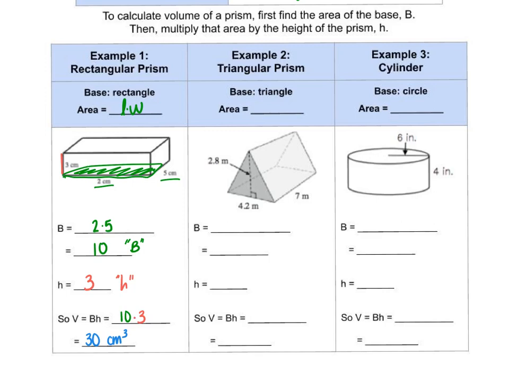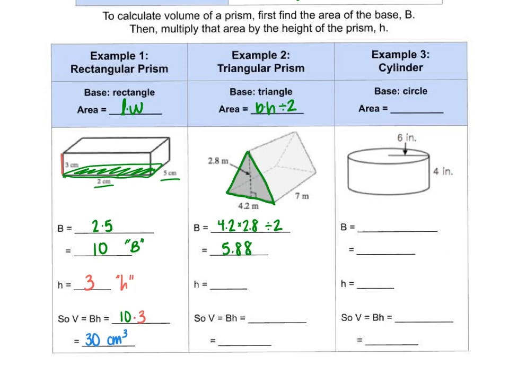The base has to be that triangle, and the area of a triangle comes from base times height divided by 2. So here, when I'm looking at my base, again, it has to be the triangle. So here would be my base triangle, and the area of that would come from 4.2 times 2.8. I'm going to take that answer and divide it by 2. So 4.2 times 2.8, base times height, divided by 2 gets me an area of that triangle of 5.88.